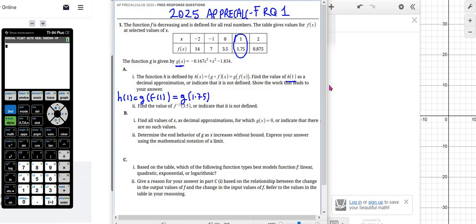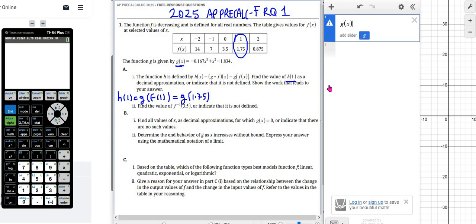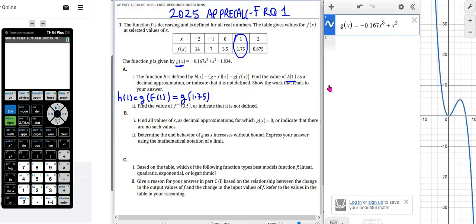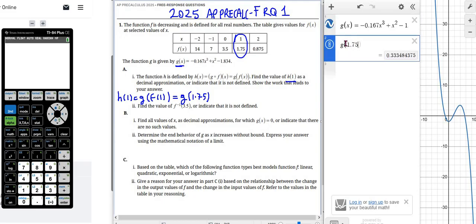This year, students had access to the Desmos online graphing calculator. So let me show you how you could do it on Desmos. You could type the g function as it is given: negative 0.167 x to the third plus x to the second minus 1.834. Once you have typed your g function, whatever value you need, you can just type in. So g of 1.75 is equal to 0.3334.